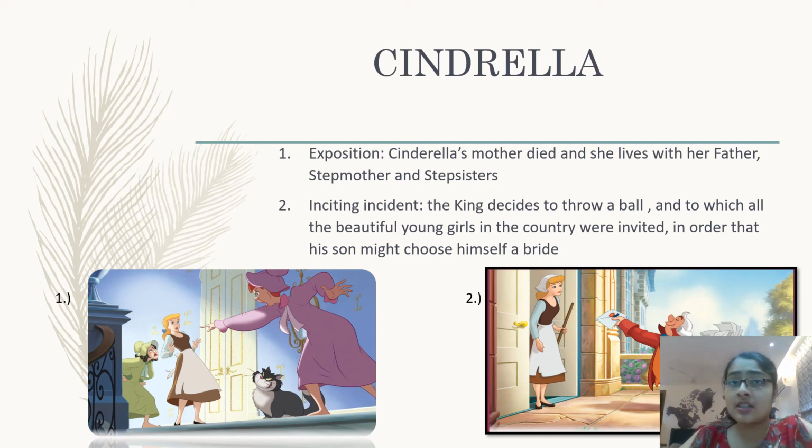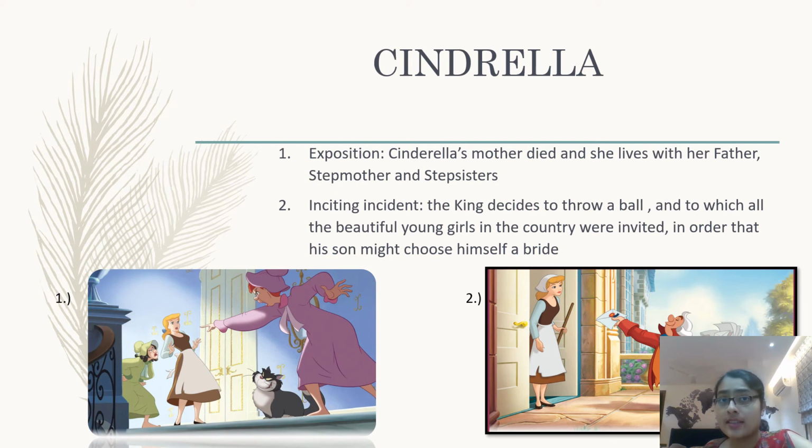So the exposition or the beginning of the story in Cinderella is that Cinderella's mother died and she now lives with her father, stepmother, and stepsisters. When we're introduced to the story, first it's how Cinderella's mother was this wonderful person, but she died, and then her father decided to remarry, and we are introduced to her horrible stepmother and stepsisters. So that is the beginning of the story. You are introduced to every character and you're introduced to the setting. So that is called the exposition.